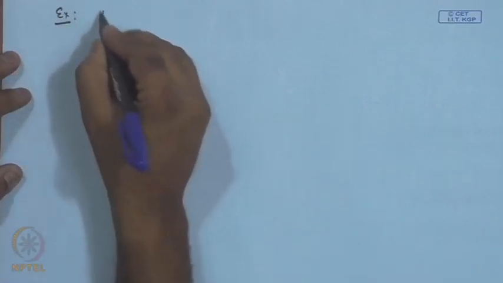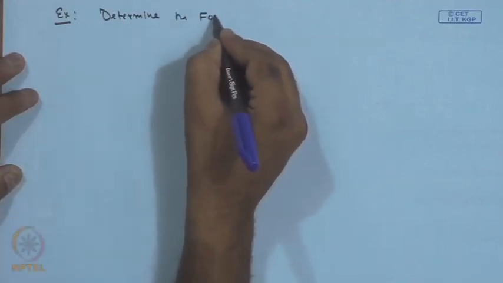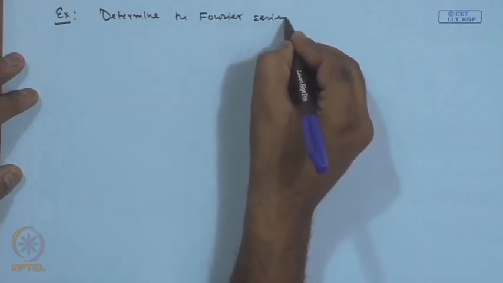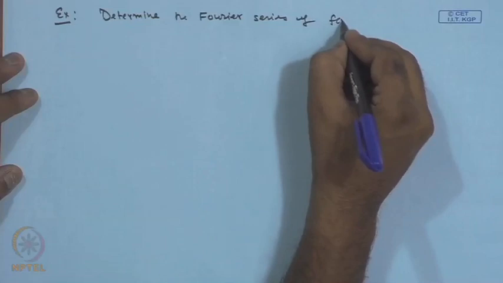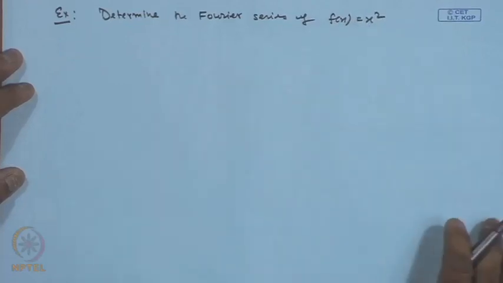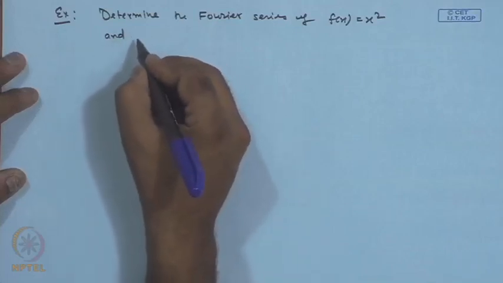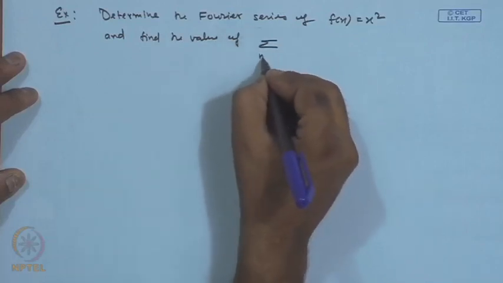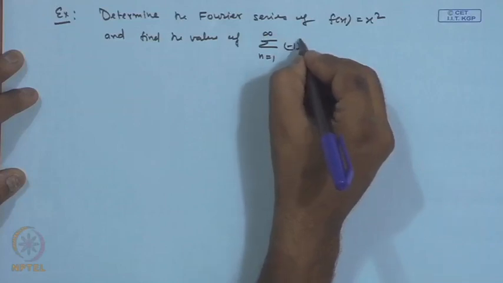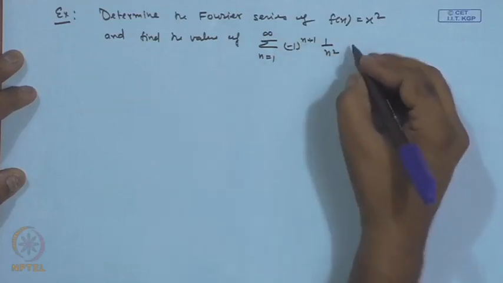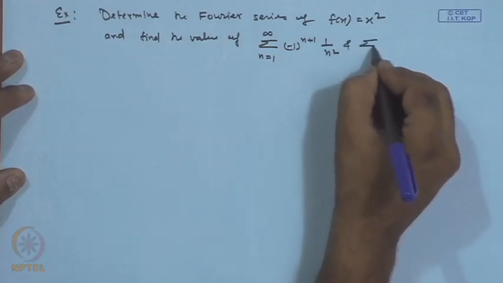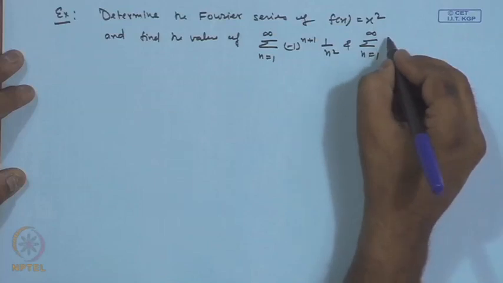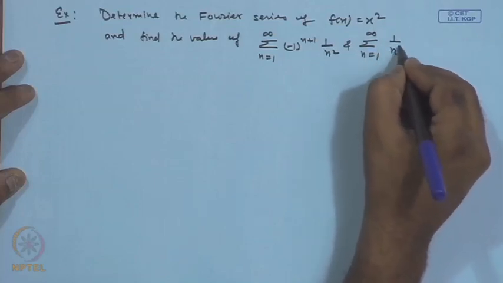Okay, so let us go for another example, and so determine the Fourier series of f x is equal to x square, and then find the value of the series sum n from 1 to infinity minus 1 to the n plus 1 over n square and sum n from 1 to infinity 1 over n square.